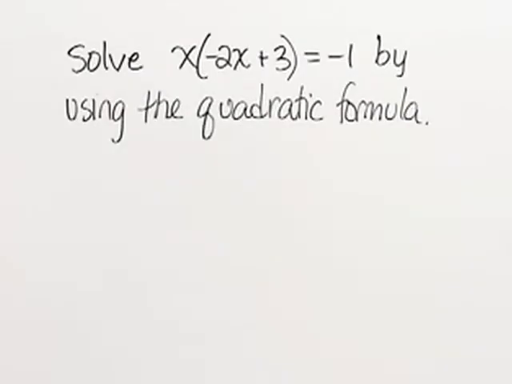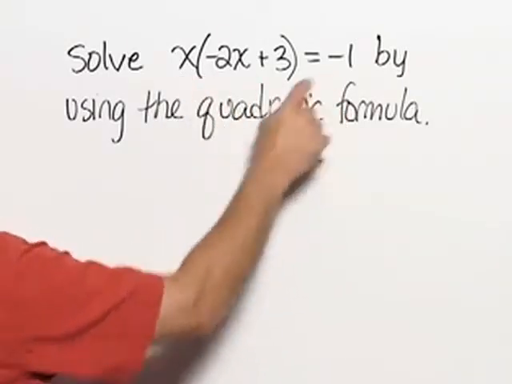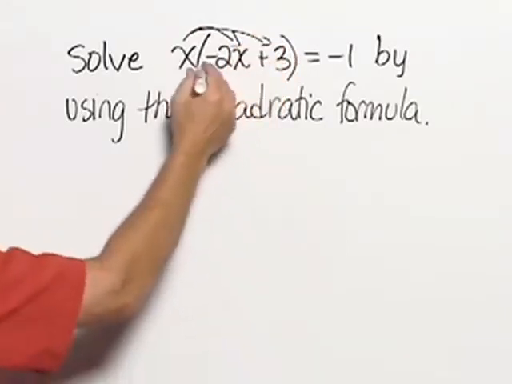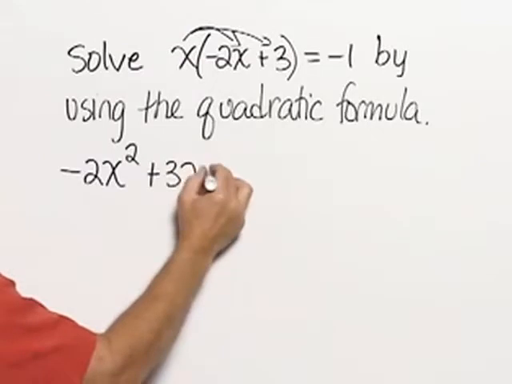Solve x times the quantity negative 2x plus 3 equals negative 1 by using the quadratic formula. To use the quadratic formula, we need to put this equation in standard form. That means we need to distribute the x. So we get negative 2x squared plus 3x.